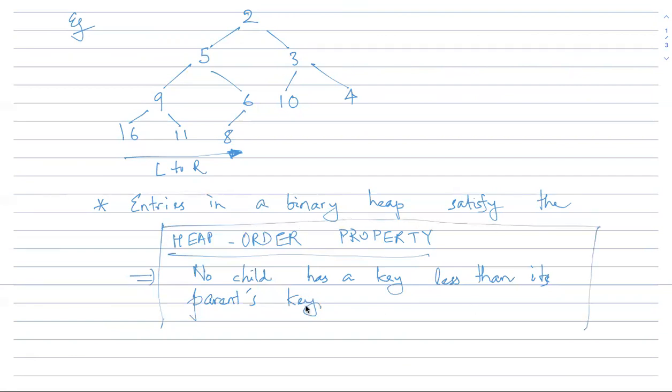So no child has a key less than its parent's key. So let's look at, for example, 5 and 6. 6 is a child of 5, and we find that the key is greater than its parent's. Take any part of this tree, you find that the parent's key is always less than the keys of the children.